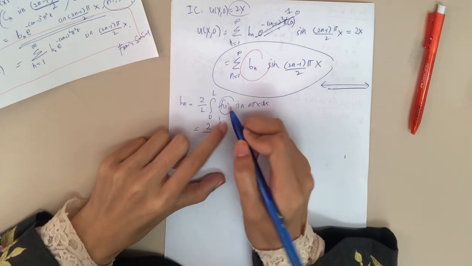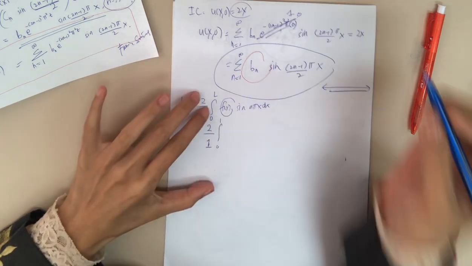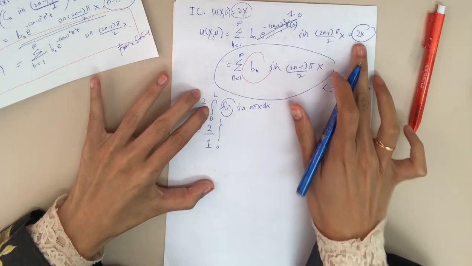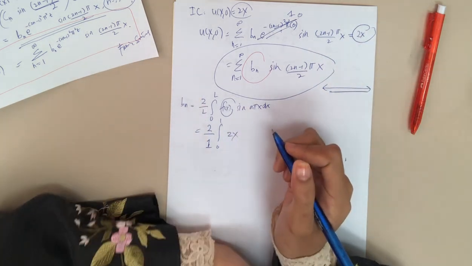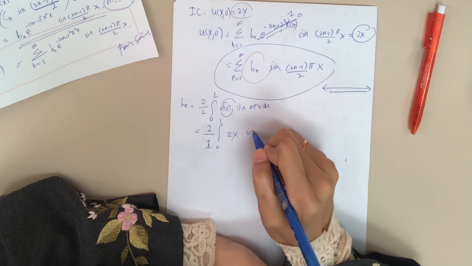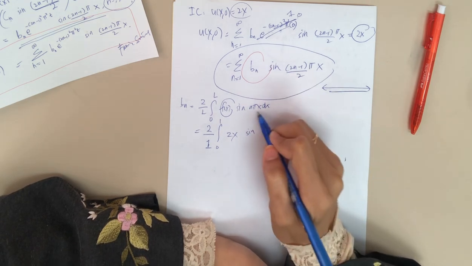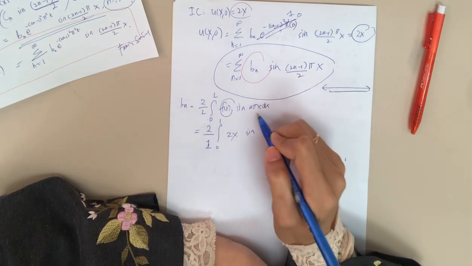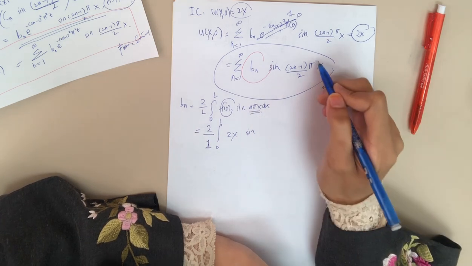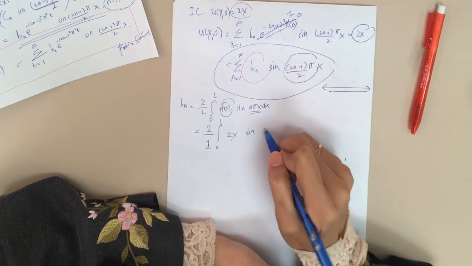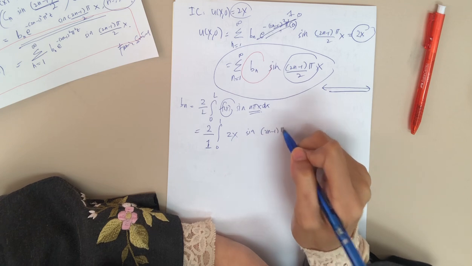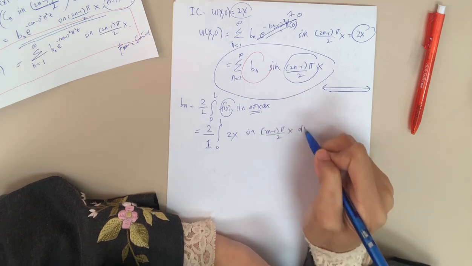So what is your f(x)? Your f(x) is this one, 2x. And then sine. There is no sine n pi x here. You must follow this one: sine (2n minus 1) pi over 2 x dx.